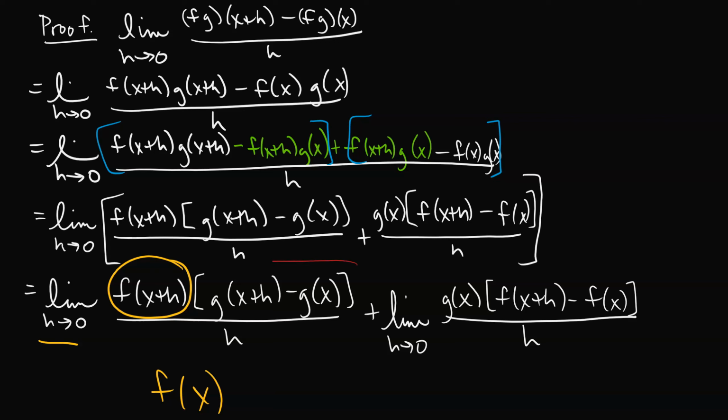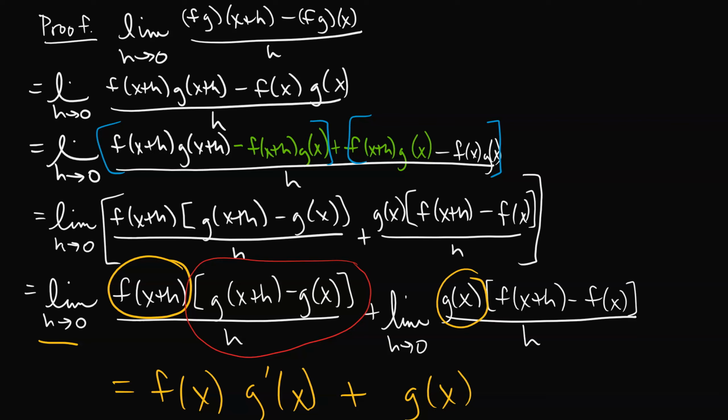And look closely here, right? What is that limit? That's g prime of x. That's the difference quotient for g. And then in the second half, we have the limit as h goes to 0 of g of x, which is just g of x. And then again, this second portion, that's the difference quotient for f. So that's f prime of x.